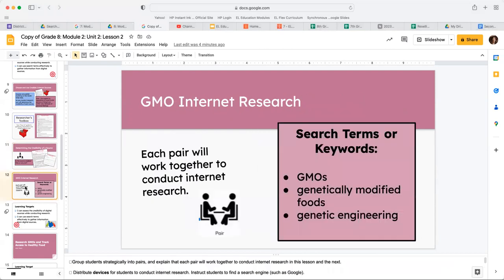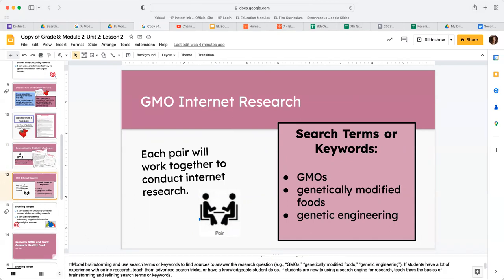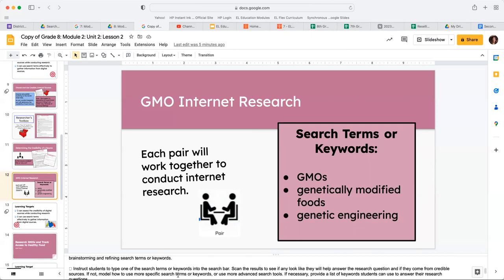All right. So in your pairs today, you're going to work together to conduct internet research. I want you to search these terms that you see on the right-hand side: GMOs, genetically modified foods, and genetic engineering, okay? You'll use a search engine such as Google. I want you to scan the results to see if any look like they will help answer the research question that you've been asked, okay?